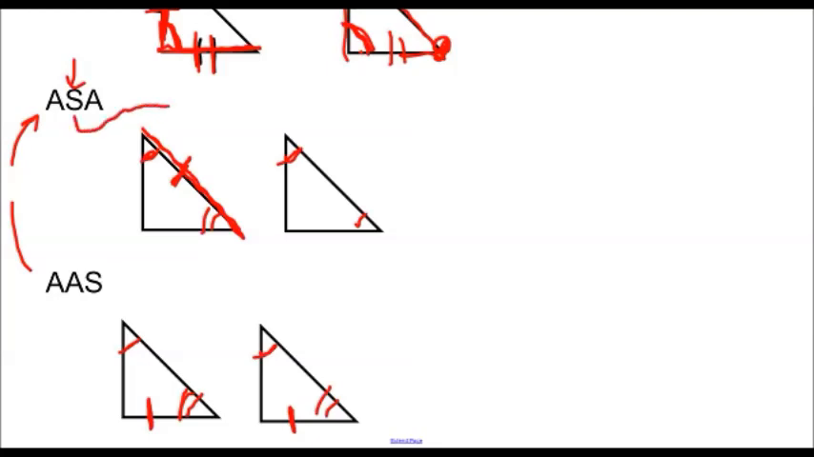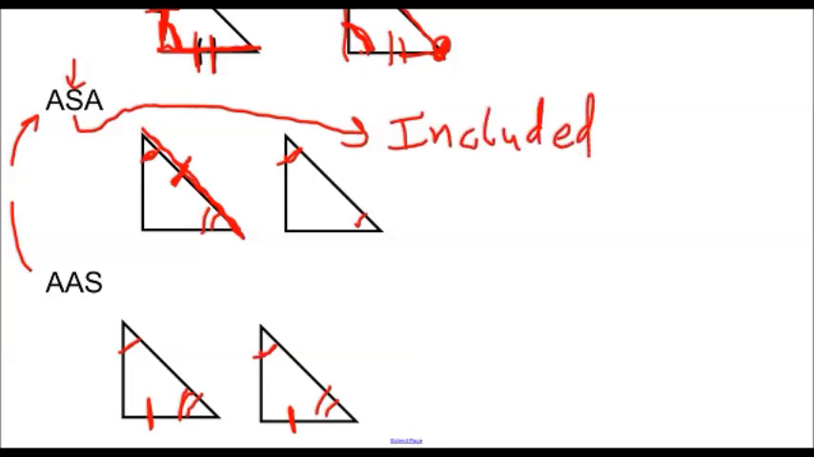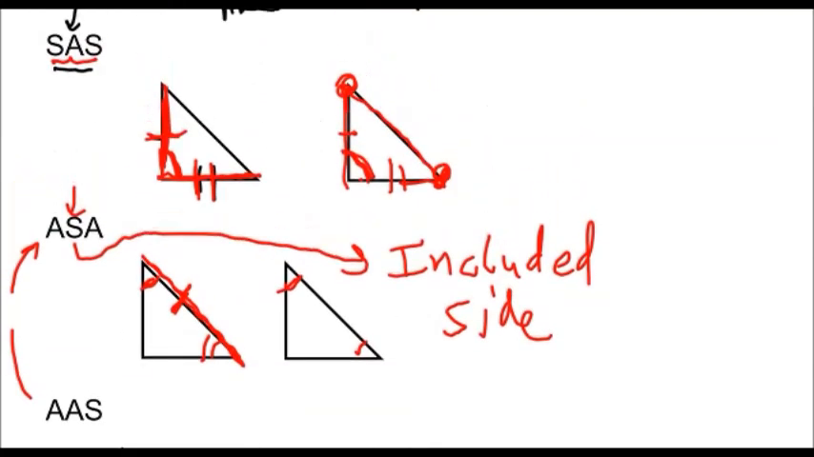Now, I want to add one thing to that. When I say in between, that's called an included side. And same thing as when the angle is in between two sides. For side, angle, side, this is called an included angle.